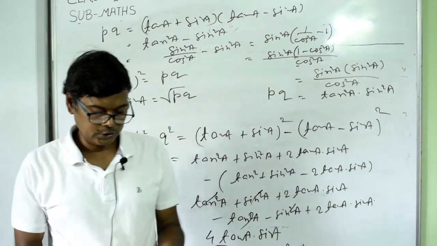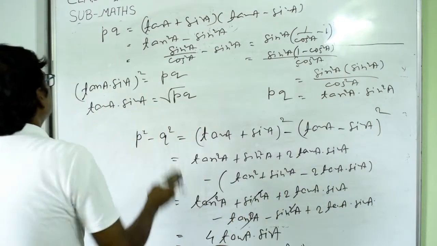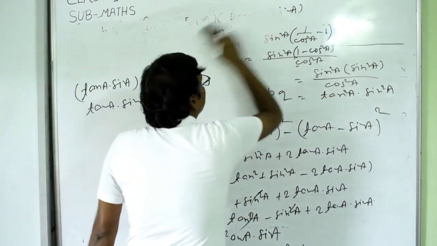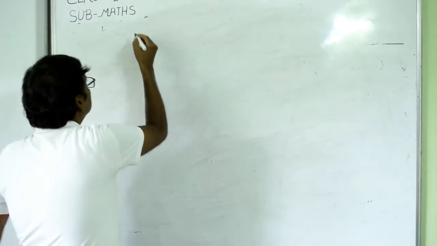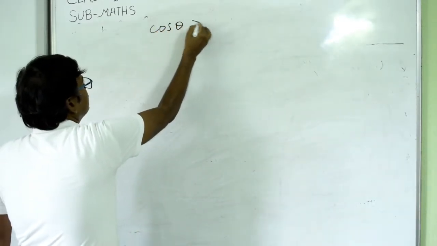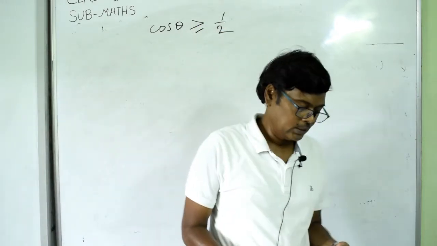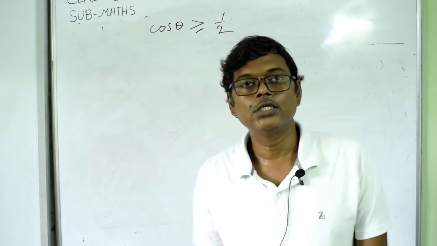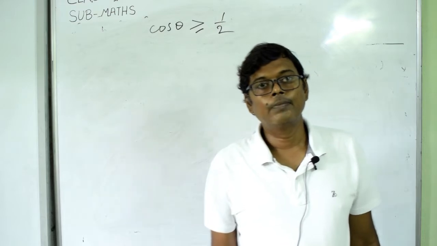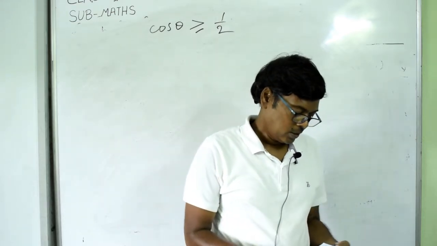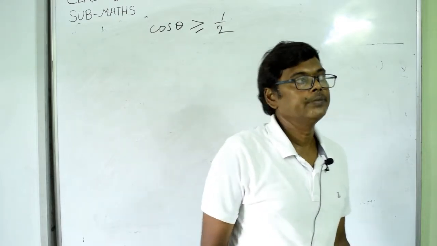Now the next question, question number 2. In question number 2 you are given that cos theta is greater than or equal to 1 by 2. Then which option will be correct here? You are given the options here, A, B and C.